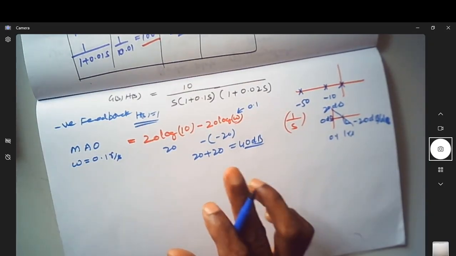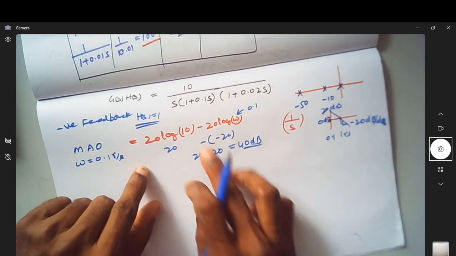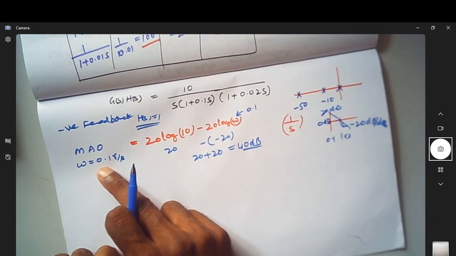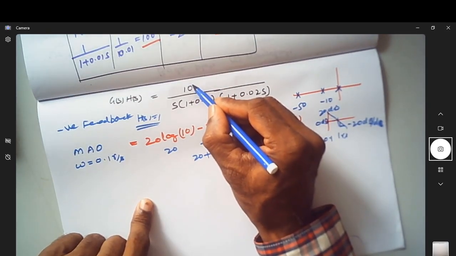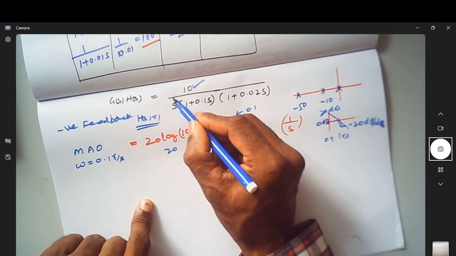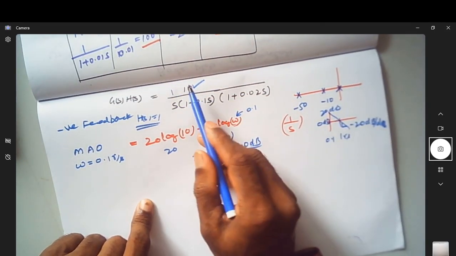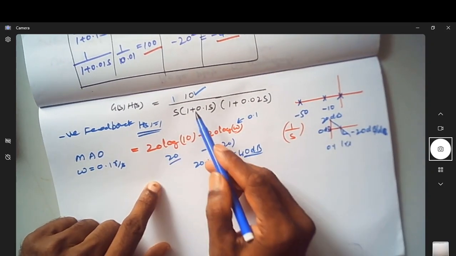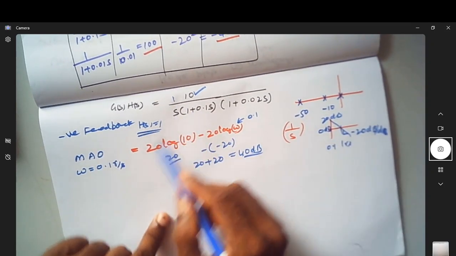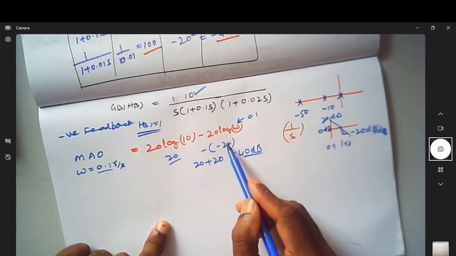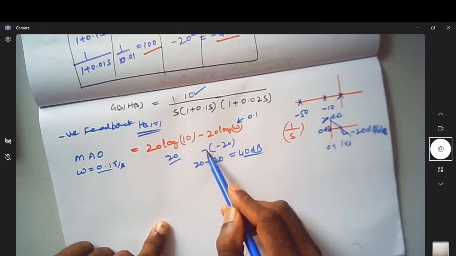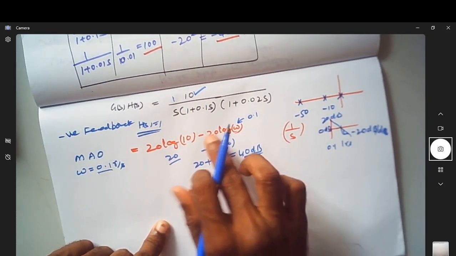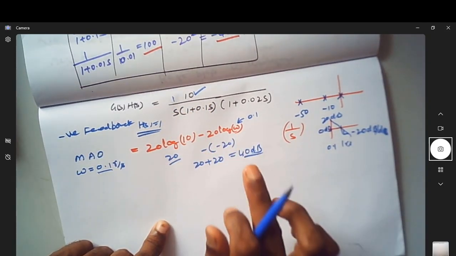So what we are saying is this particular transfer function at omega equal to 0.1, the contribution is by this term, that is 10, and the term which is 1 over s. So the contribution by 10 is 20 dB. The contribution of the 1 over s term at omega equal to 0.1 is minus of minus 20, since it is minus of minus, so this is actually contributing 20 dB.